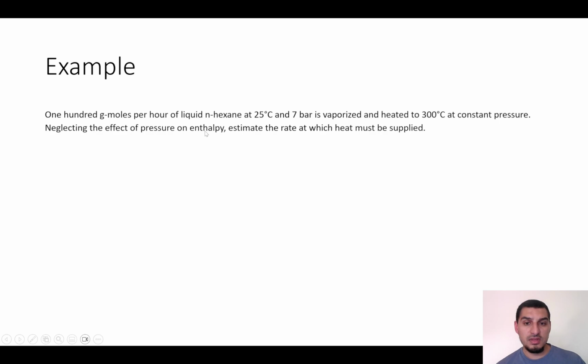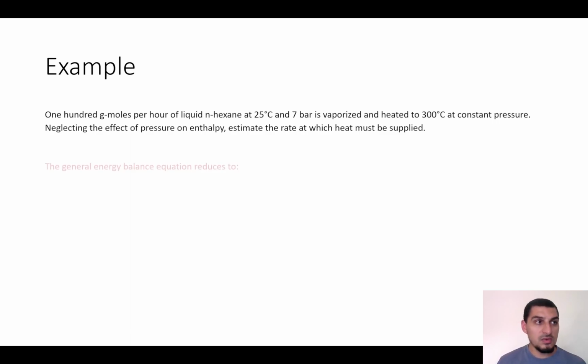Neglecting the effect of pressure on enthalpy, estimate the rate at which heat must be supplied. So we need to know how much heat is required to turn this liquid at 25 degrees Celsius and 7 bars into superheated vapor at 300 Celsius and 7 bars.